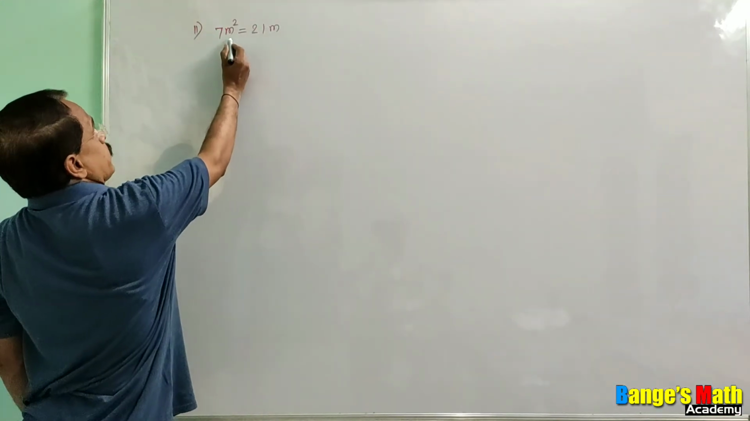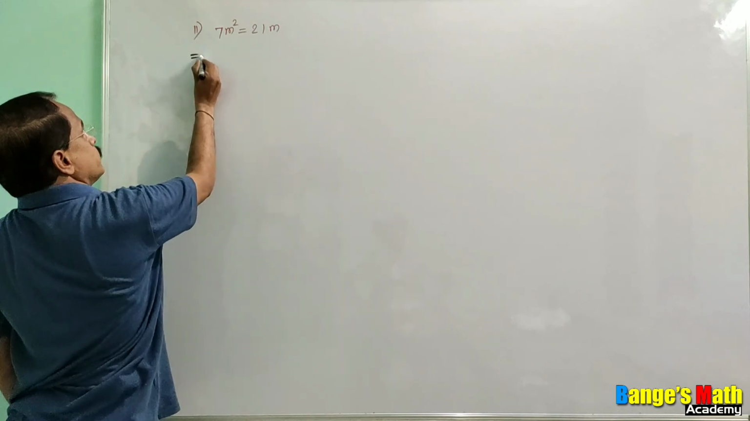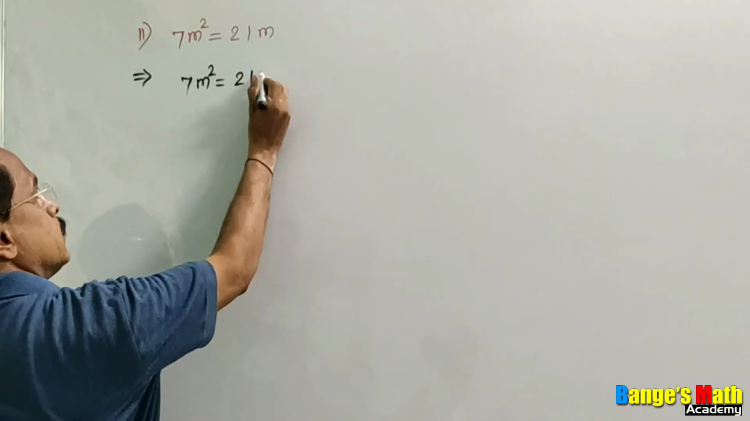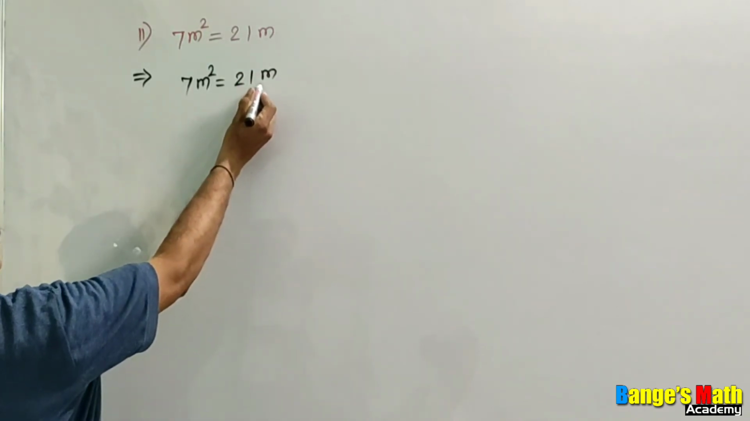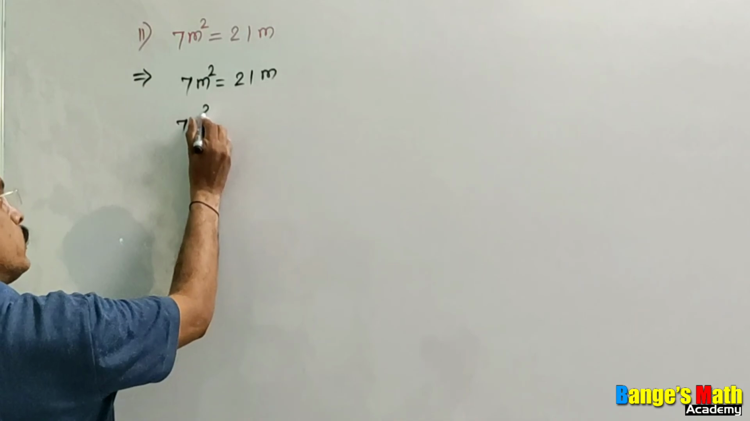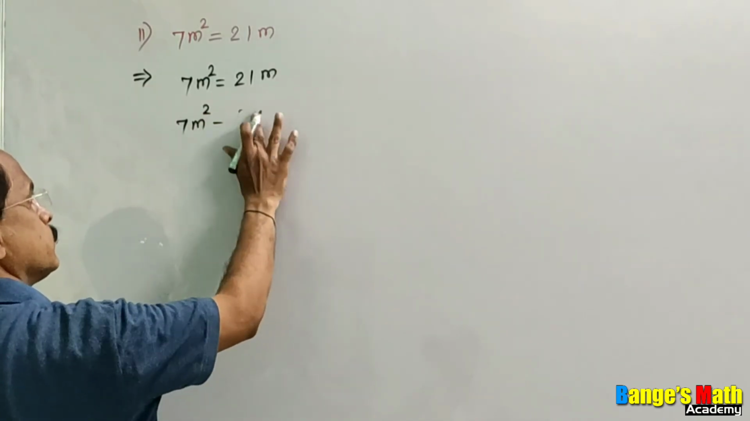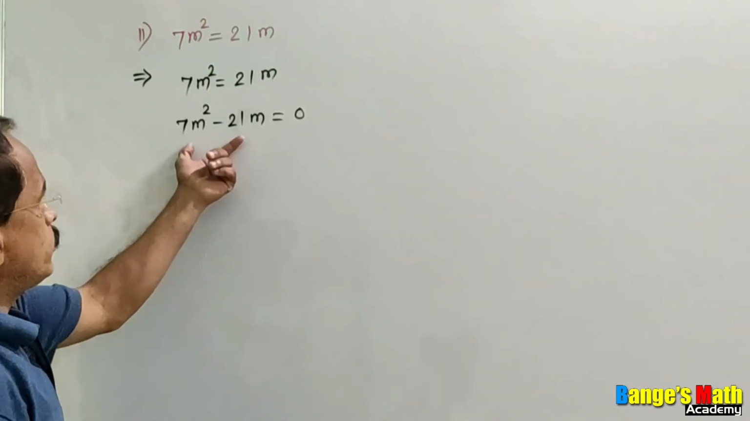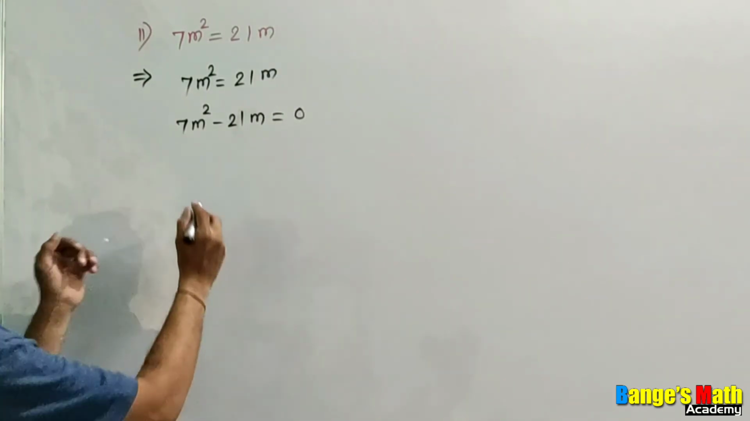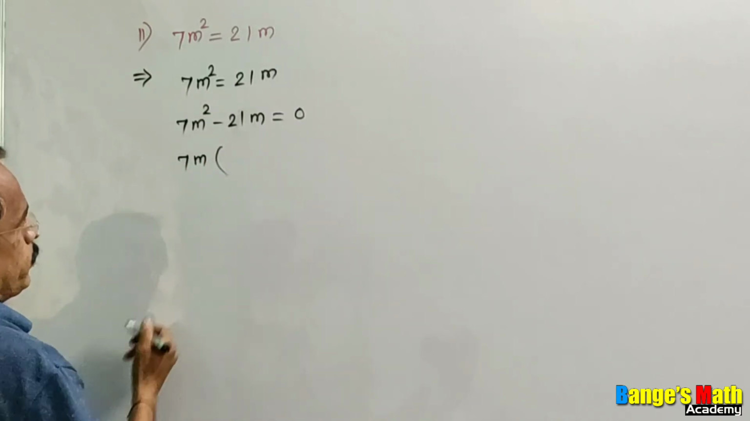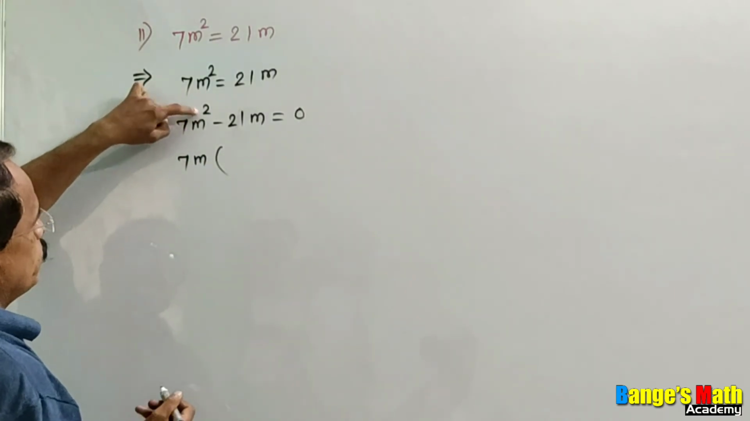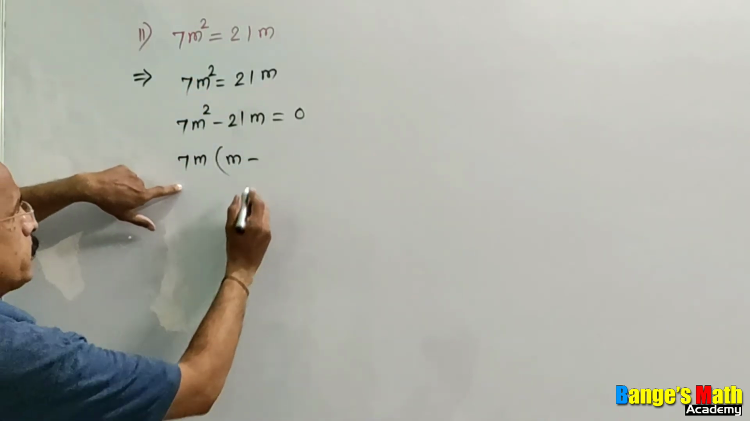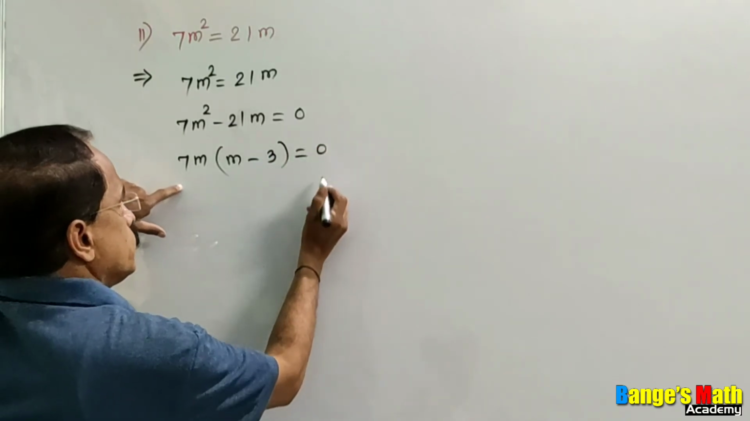11th example, 7m square is equal to 21m. Write down the given example: 7m square is equal to 21m. Transfer 21m to the LHS: 7m square minus 21m is equal to 0. From these two terms we can take 7m as a common factor. Taking 7m common, 7m square divided by 7m gives m, and 21m divided by 7m gives 3, is equal to 0.